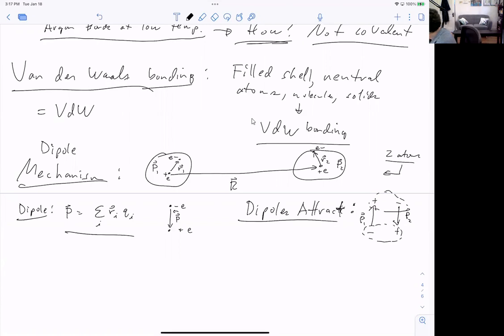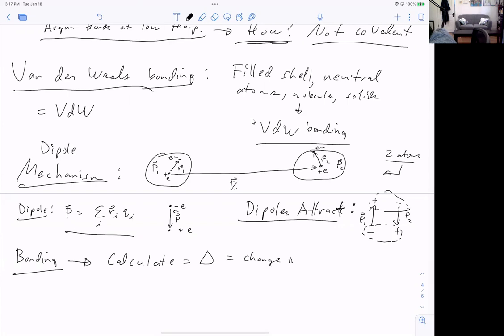You see? So if I put the dipoles in the same direction, they don't attract, but if I put them in opposite directions, they attract. So dipoles attract. And so that leads to a bonding mechanism. But to calculate the bonding, what you really need to do is calculate the energy. For example, what is delta, the change in energy due to the bonding?